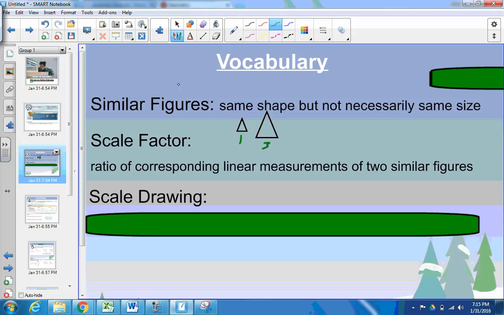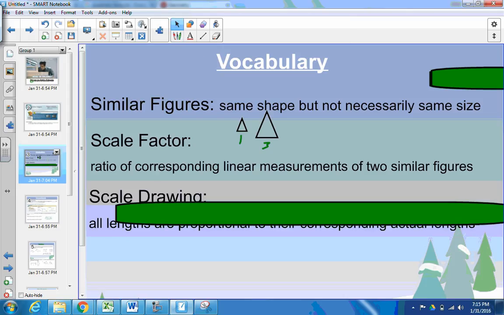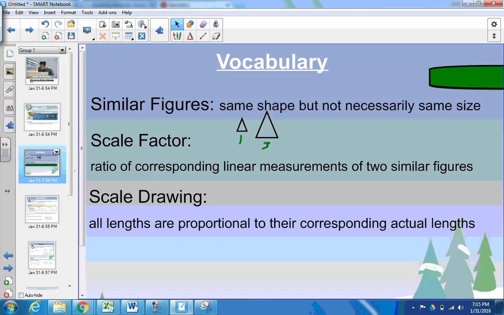In a scale drawing, then finally, if you're into art, I'm sure you've learned this before. If not, I hope you will. In a scale drawing, all lengths are proportional to their corresponding actual lengths. So you're taking an actual thing and making a scale drawing or a scale model of it that is proportional. All the corresponding parts are proportional to the actual one.